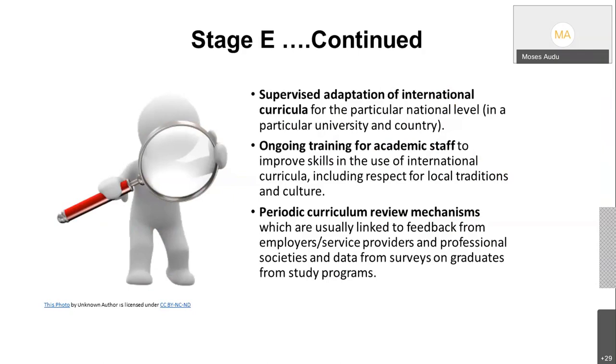And then periodic curriculum review and mechanisms, which are usually linked to feedback from employers, service providers, and professional societies, and data from surveys on graduates from study programs. You must be able to review your curriculum periodically, and you must get feedback from the end users and then your students, so that they will tell you where your strengths and weaknesses are and whether it's actually relevant out there or not. So this will help us to keep abreast of what is happening. Yes, please, let's move on.